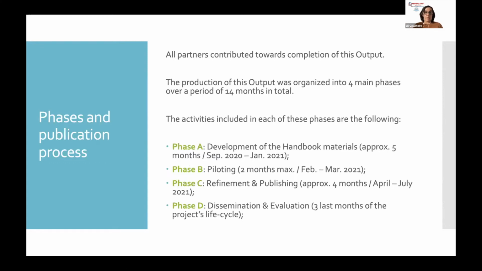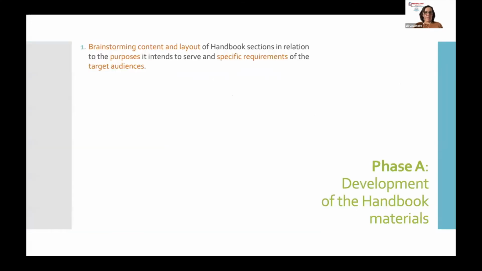So we had here phase A, which was the development of the handbook materials, which took approximately 5 months, and we started working on it last year in September until, relatively, January of this year. Then in phase B, we had the piloting phase, which was about 2 months. Phase C had to do with the refinement and publishing, which we did over the spring and summer. And then phase D, which is finally where we are today, the dissemination of it. And I'm going to take a look a little bit at each one of these phases now.